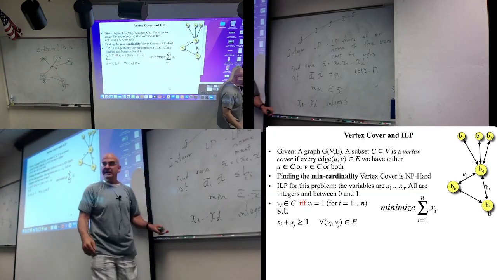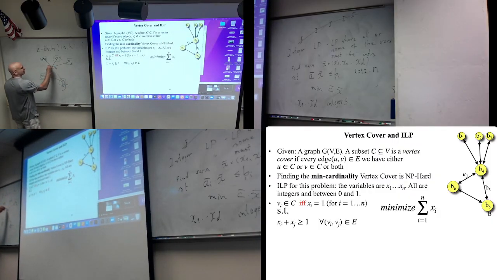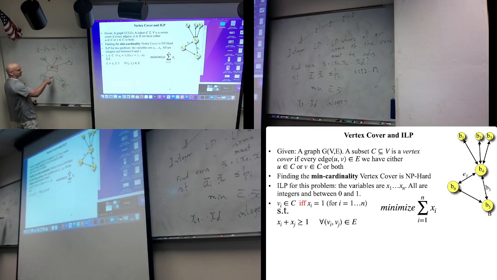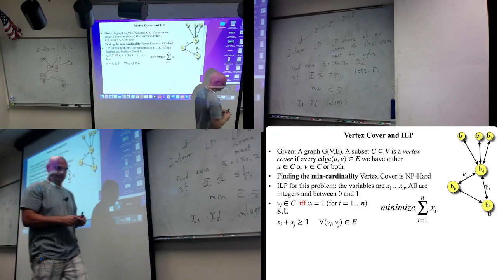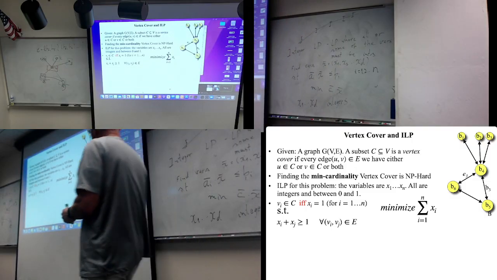A better solution is probably to pick vertex 4, which handles everything that touches 4, and I'm only left with the edge (5, 6). So, pick this vertex. So the minimum vertex cover is here.